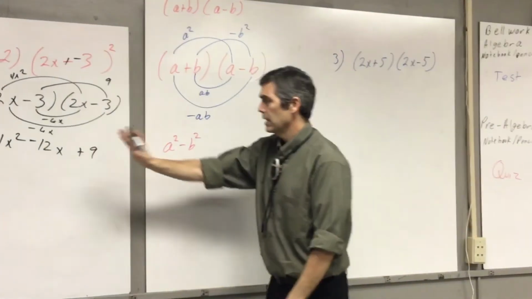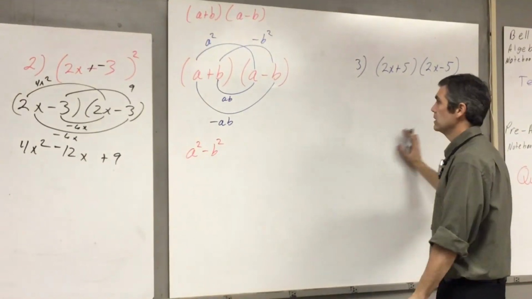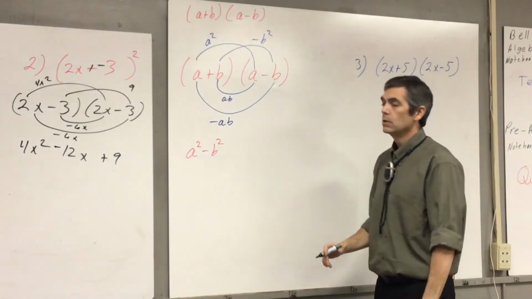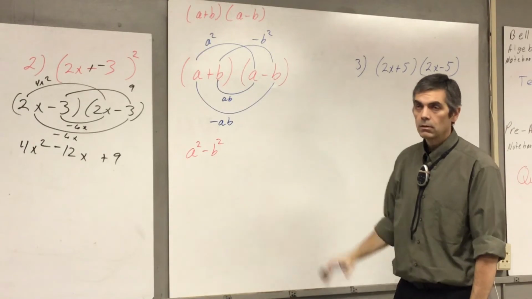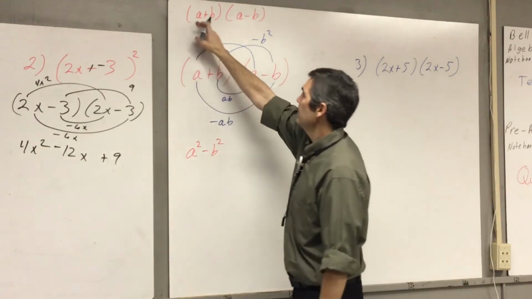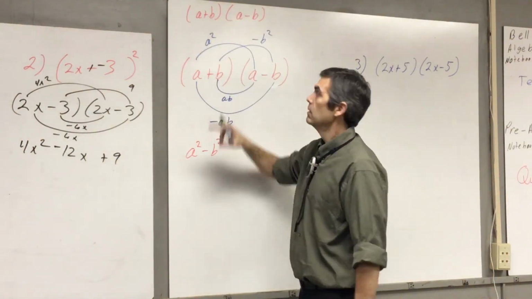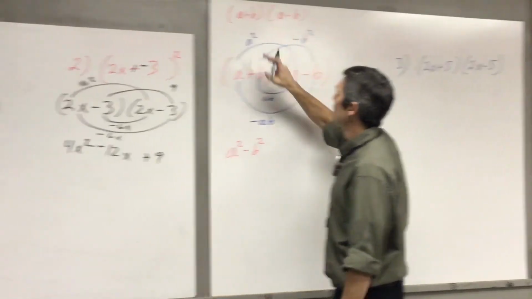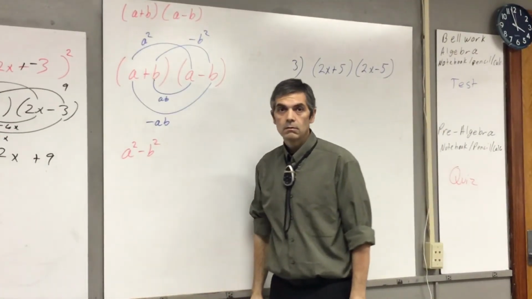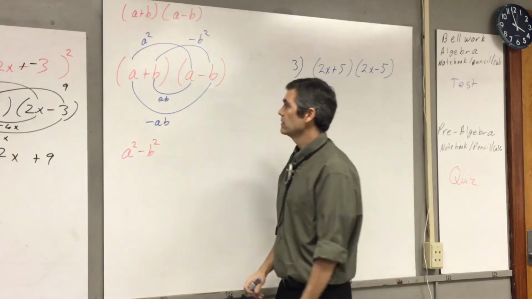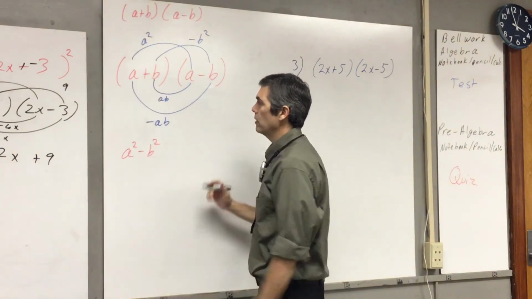If you like those, that's fine, but this one's the one that you're gonna use because it makes things a lot easier, all right? So here, I've got A plus B times A minus B. Same numbers, different signs. That's what you're looking at. And here's what it looks like when you FOIL it, right?